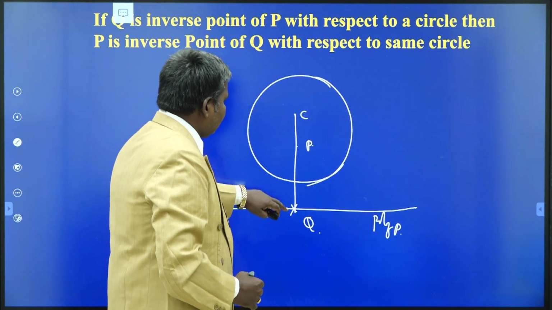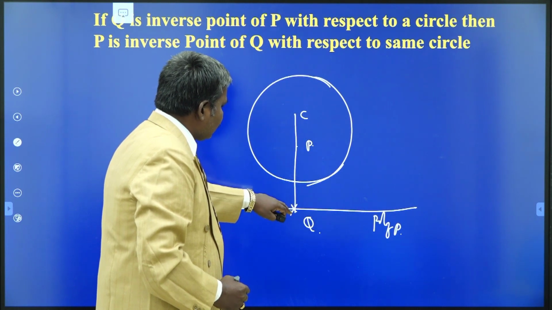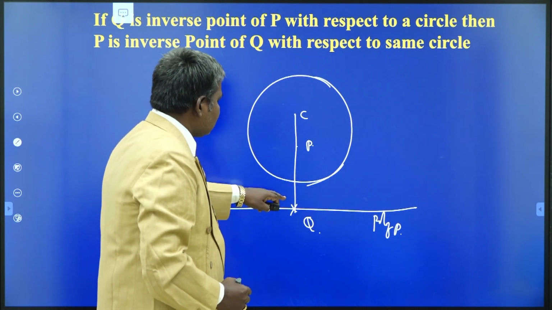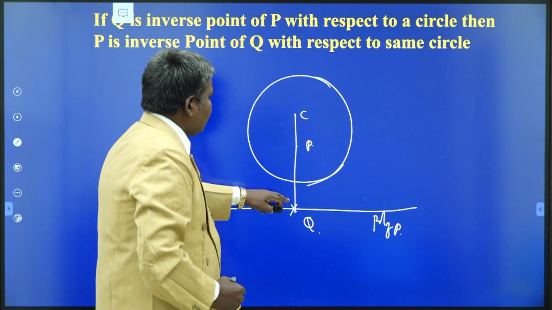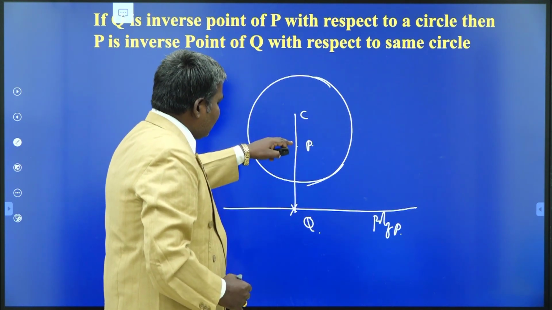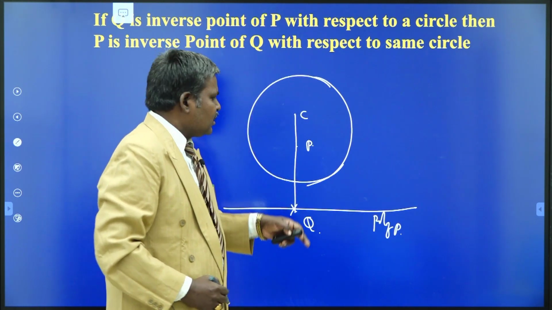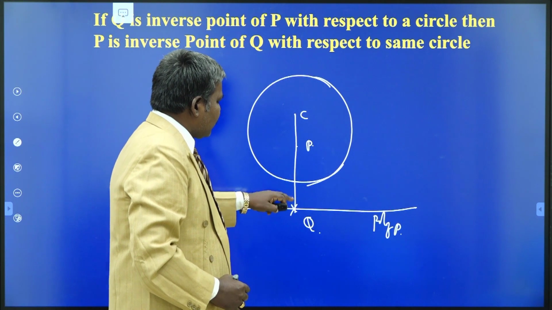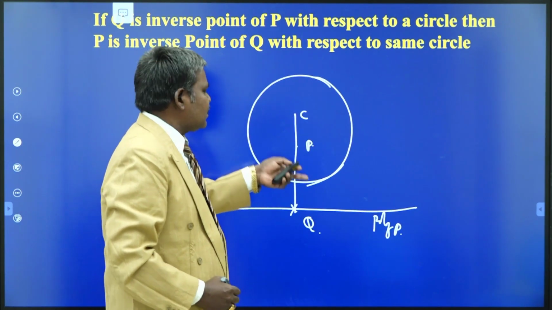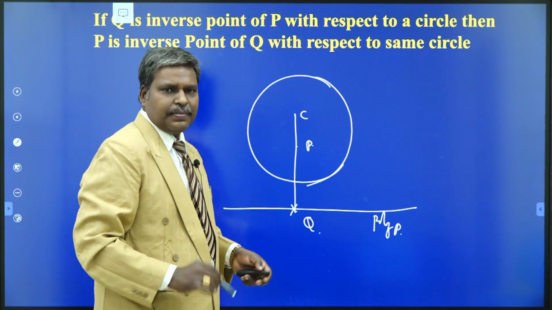In the same manner, P is the inverse point of Q. We can say that Q is the inverse point of P because Q, P, C are collinear. Q, P, C are on the same side of the center of the circle. If CP into CQ equals R square, then CQ into CP is also R square. Therefore, if P, Q are inverse points, then Q, P are also inverse points. P is the inverse point of Q, then we say that Q is the inverse point of P.